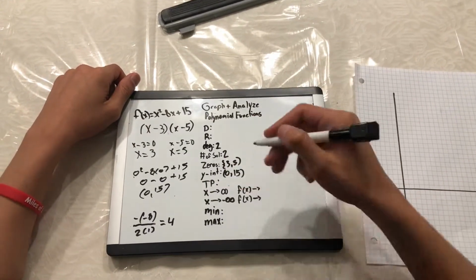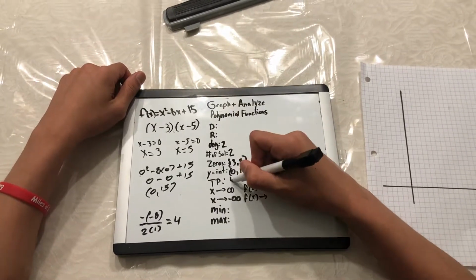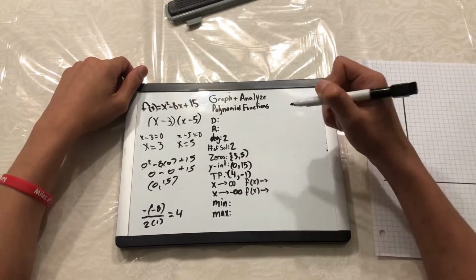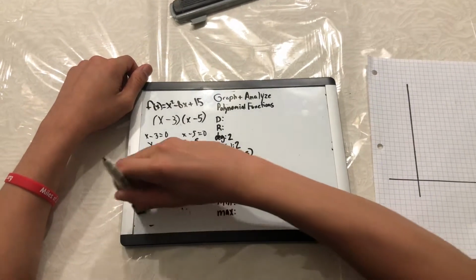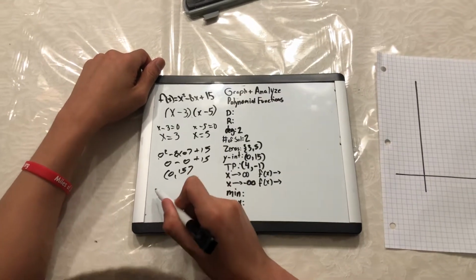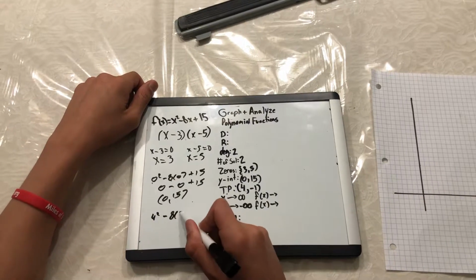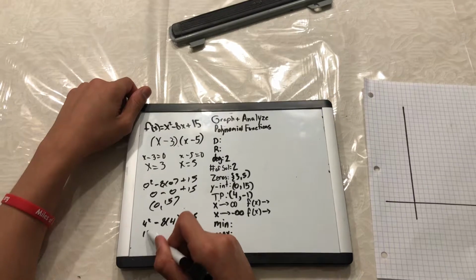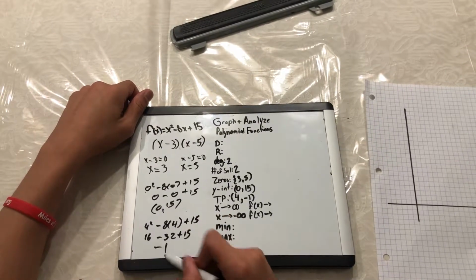Now we plug 4 back into this equation to get (4, negative 1). In case you need to see that, let me make some room. Four squared minus 8 times 4 plus 15. 16 minus 32 plus 15, negative 1.